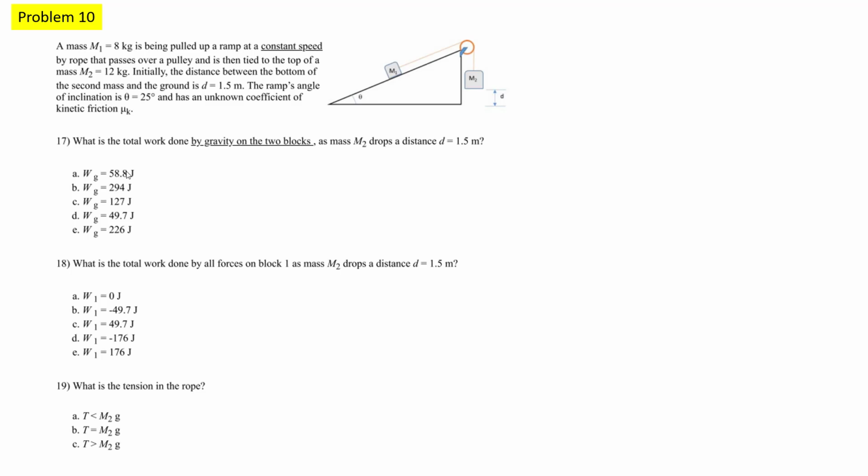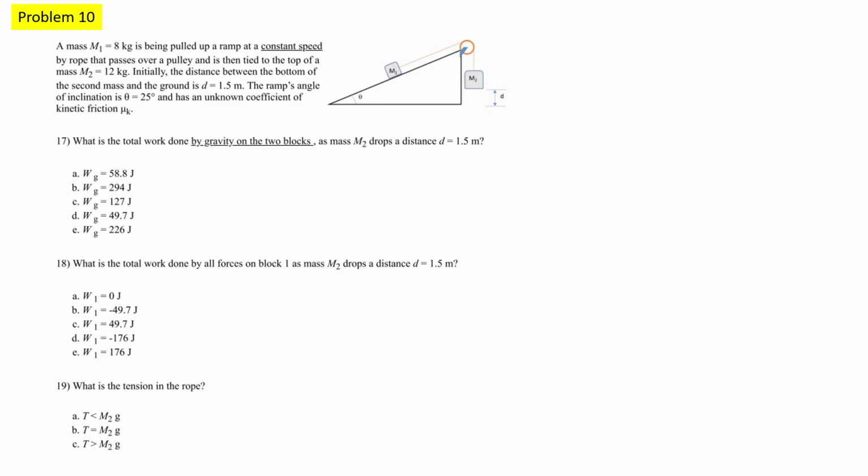All right, here's problem 10. We have a mass M1 of 8 kilograms being pulled up the ramp at constant speed by a rope that passes over a pulley that's tied to the top of a mass M2 of 12 kg. Initially, the distance between the bottom of the second mass and the ground is little d, which is 1.5 meters. The ramp's angle of inclination is theta, which is 25 degrees. And there's an unknown coefficient of friction between the block and the ramp right here.